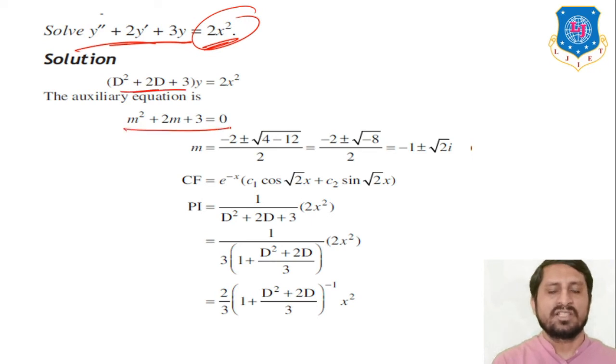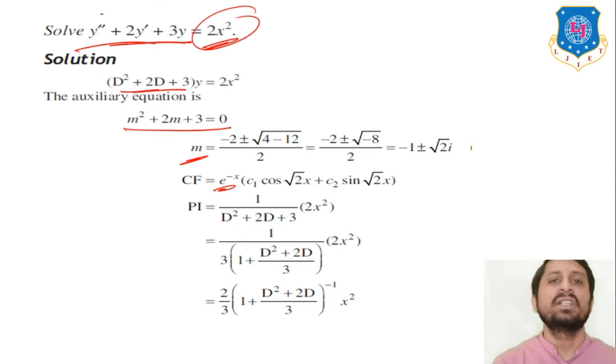So m square plus 2m plus 3 is equal to 0. So m is equal to minus 1 plus or minus root 2i. Okay, so the complementary function is e raised to minus x (c1 cos root 2x plus c2 sin root 2x), that is clear. Now 1 upon D square plus 2D plus 3 into 2x square.